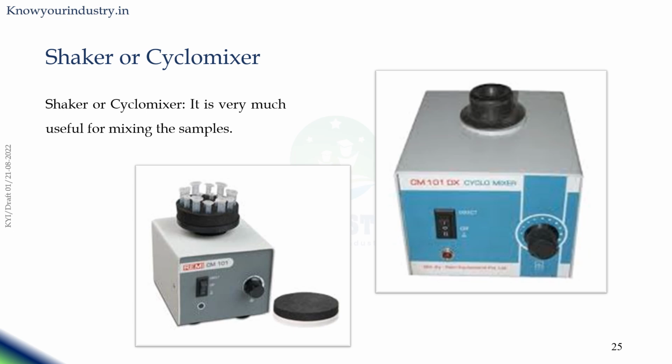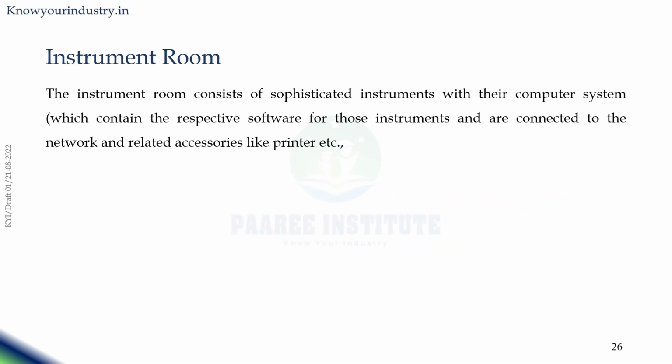Shakers or cyclomixers are most commonly available instruments in the analytical laboratory, and they are used to mix the samples. So far, whatever we have seen, the instruments are part of the wet lab where the sample processing will be carried out.